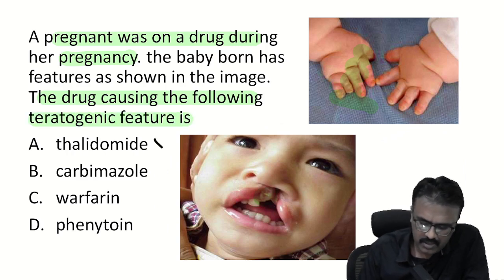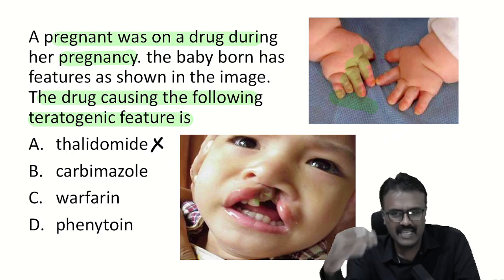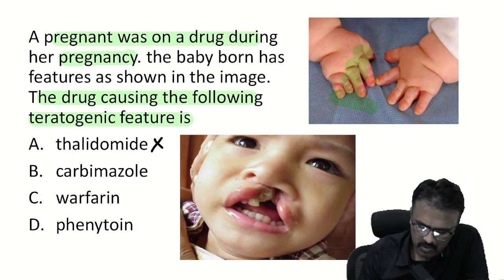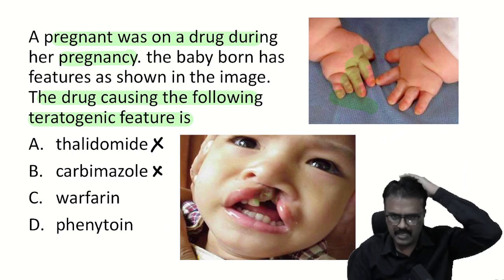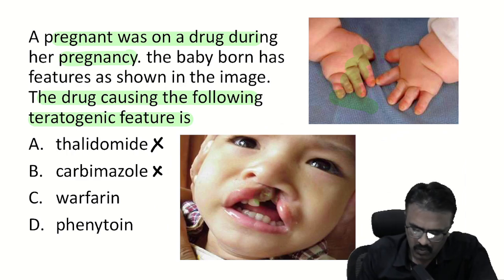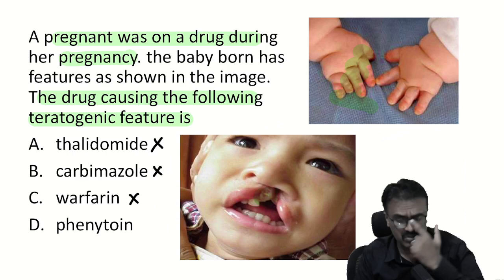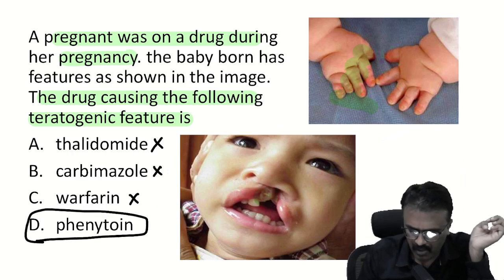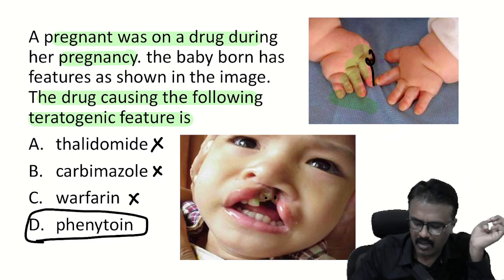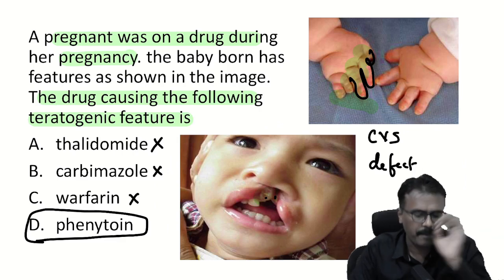Not thalidomide, because it causes small upper and lower limbs, that is called phocomelia or seal limb deformity. Carbimazole will also cause problems like cutis aplasia, that is scalp defect, and hypothyroidism. Warfarin will also be teratogenic, but it will mainly cause depression of the nose and skeletal abnormalities. So it is phenytoin. Phenytoin will cause cleft lip, palate, small digits, cardiovascular defects.